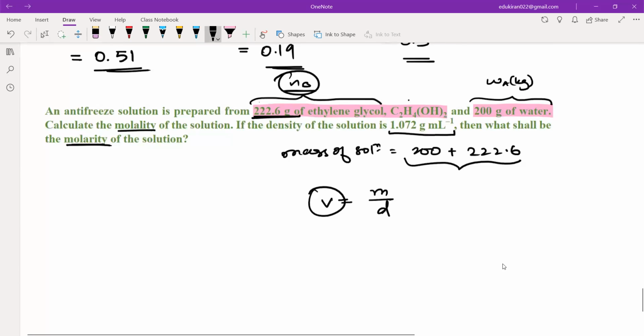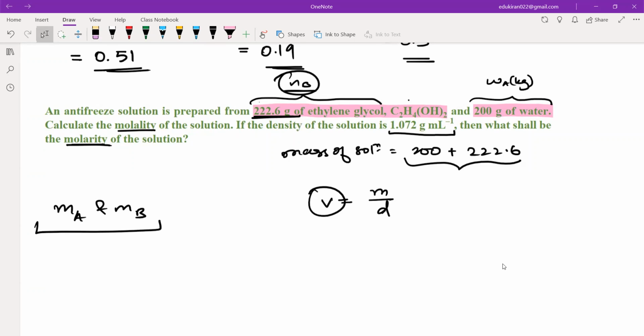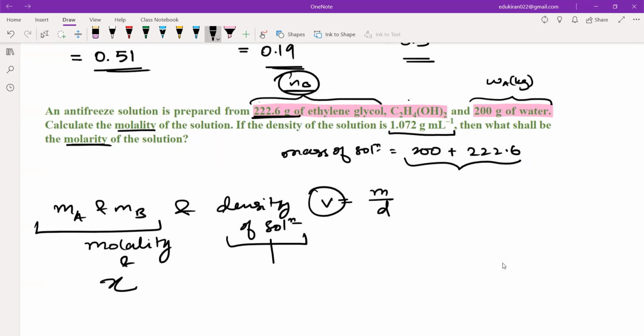Wherever you have the mass of A and the mass of B, that is, for solvent and solute, you will be able to calculate the molality and mole fraction easily. Now if the density of the solution is also given, you will also get the molarity. So usually try to find these things. If you are facing difficulty in the concept, keep these points in mind. If only the mass is given, then you can calculate the molality or mole fraction. If the density is also given, then you can calculate the molarity also.